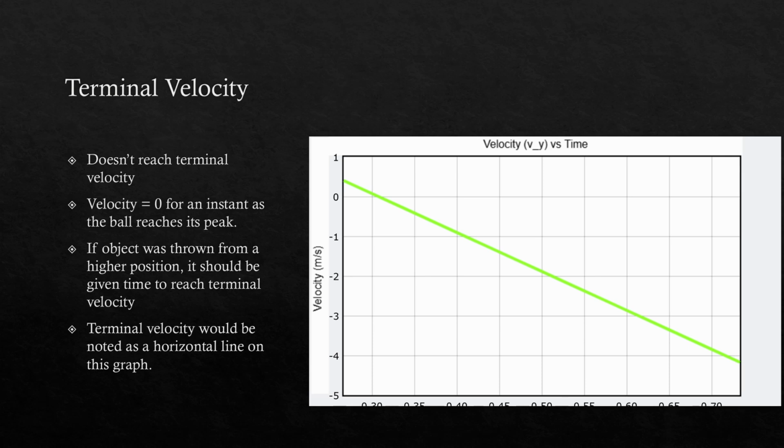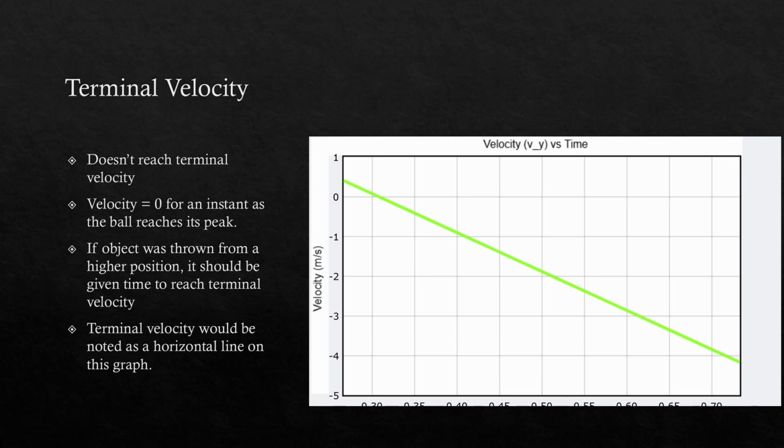In this experiment, our object never reached terminal velocity. Velocity did equal 0 for an instant as the ball reached its peak, but the velocity never stayed constant. If the object was thrown from a higher position, it would be given time to reach terminal velocity. Thus, an experiment throwing a ball from a higher place like a rooftop would work.